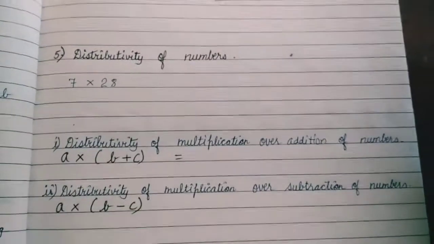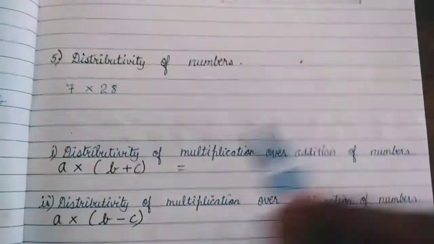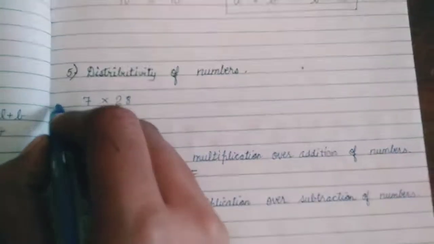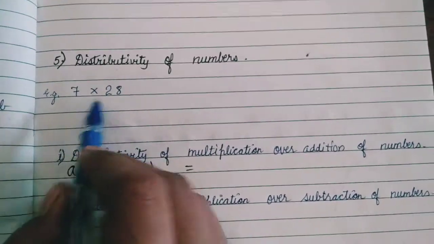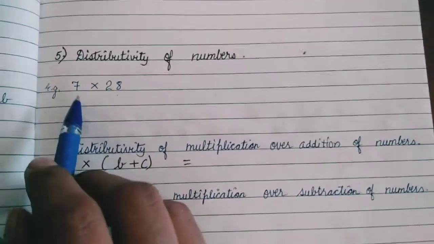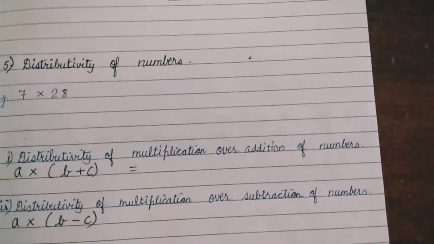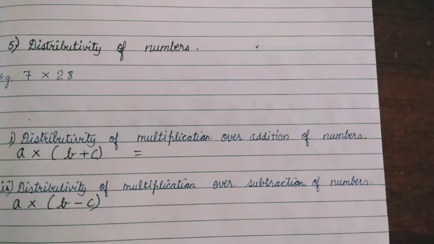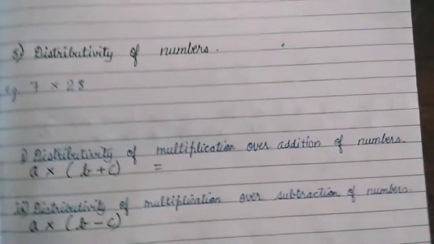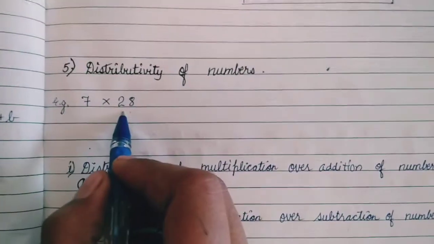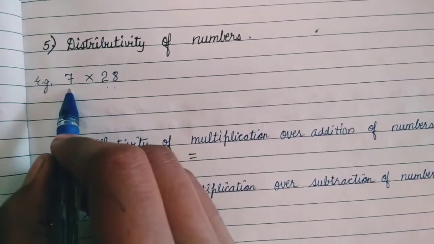Now the last thing is distributivity of numbers, where we take one example, 7 into 28. For doing this 7 into 28, we have to read the table of 7 till 28 times, or we have to read the table of 28 for 7 times. This is very difficult for us.